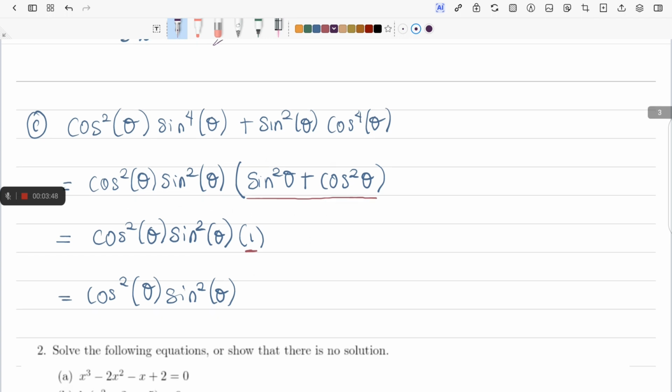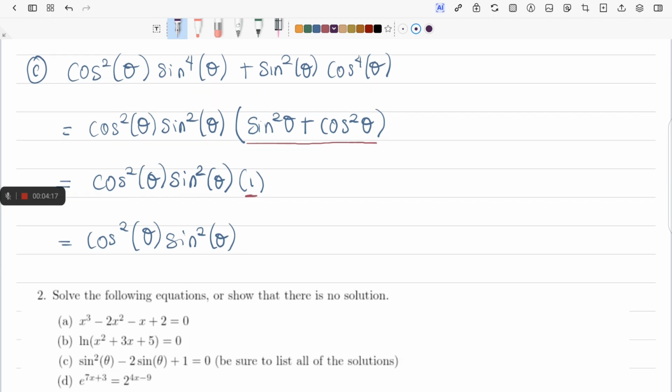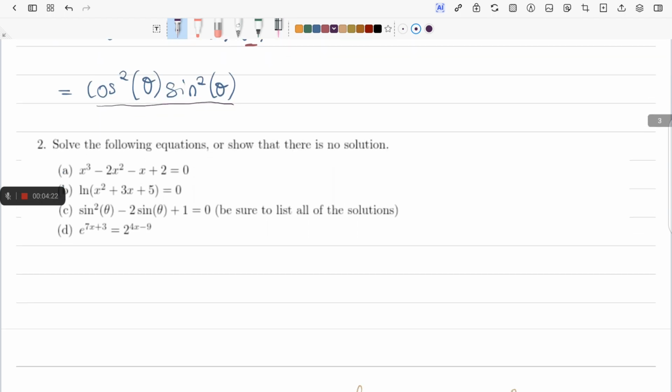And moving on to sub-question C, we have cos^2(theta) sin^4(theta) plus sin^2(theta) cos^4(theta). We factor out cos^2(theta) sin^2(theta), and we are left with sin^2(theta) from the term on the left plus cos^2(theta) from the term on the right. And we use the identity sin^2(theta) + cos^2(theta) = 1. And so we have our final answer to be cos^2(theta) sin^2(theta).